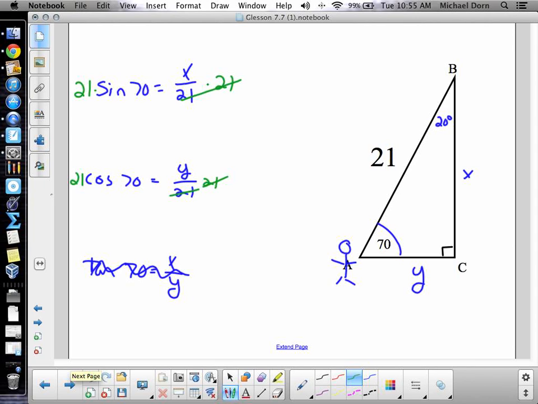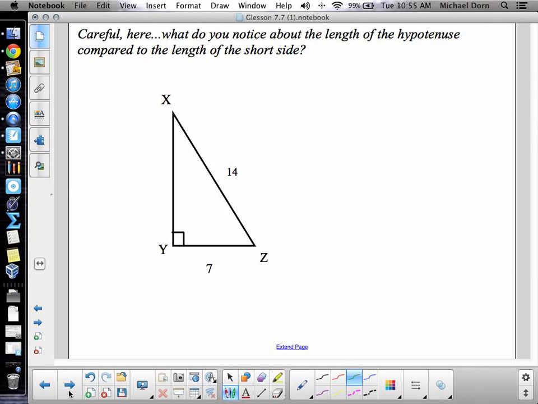And 21 sine 70 is 19.73 for X, so 19.7. 21 cos 70 is 7.2, to the nearest tenth. Do the answers make sense? Yeah, they do. Everything works great. We can solve triangles now, can't we? If it's a right triangle, we can find all three sides and all three angles as long as we're given just a little bit of information.